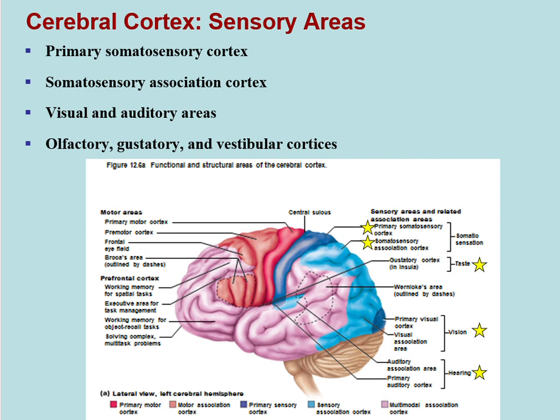And then auditory areas are going to be more over towards the temporal lobe, and then olfactory, gustatory, and vestibular cortices. Those tend to be located also kind of over towards that temporal lobe, or kind of closer to that lateral sulcus. Olfaction is smell, gustation is taste, and vestibular information or vestibulation has to do with equilibrium or balance.